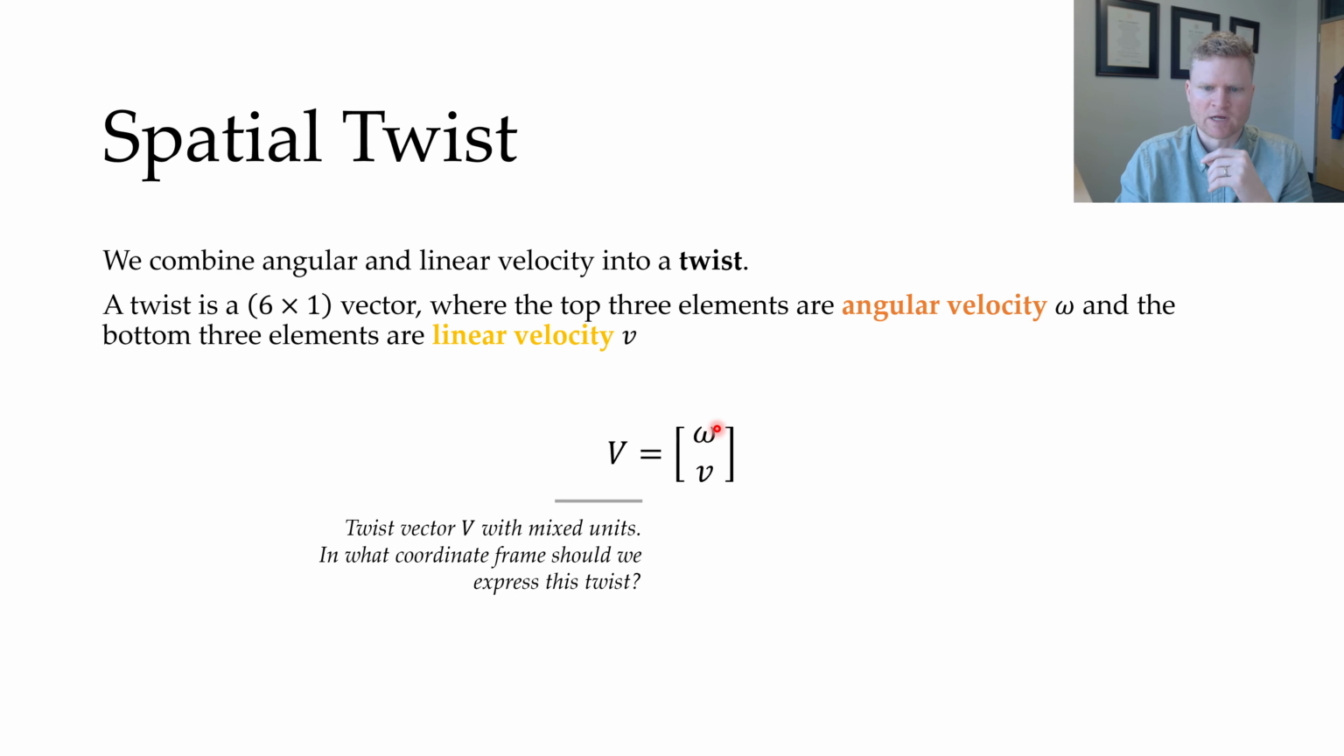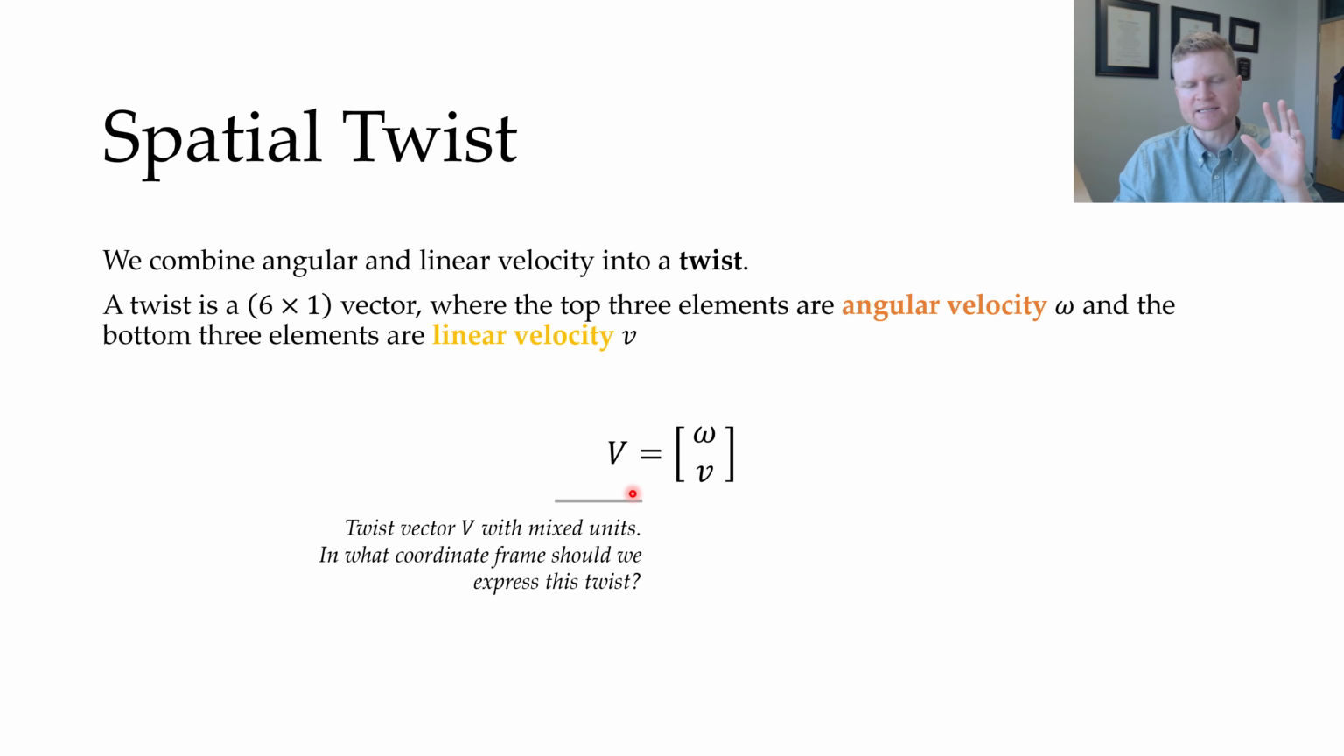So here's my angular velocity, omega, here's my linear velocity, v, and when I put those things together, I make this capital V, this twist. As a reminder, it's a 6x1 vector. It's got these mixed units because the top 3 elements, my angular velocity, are going to be something like, let's say, radians per second. And the bottom 3 elements, that's a linear velocity, so maybe meters per second. And so the units don't really match across this entire twist.